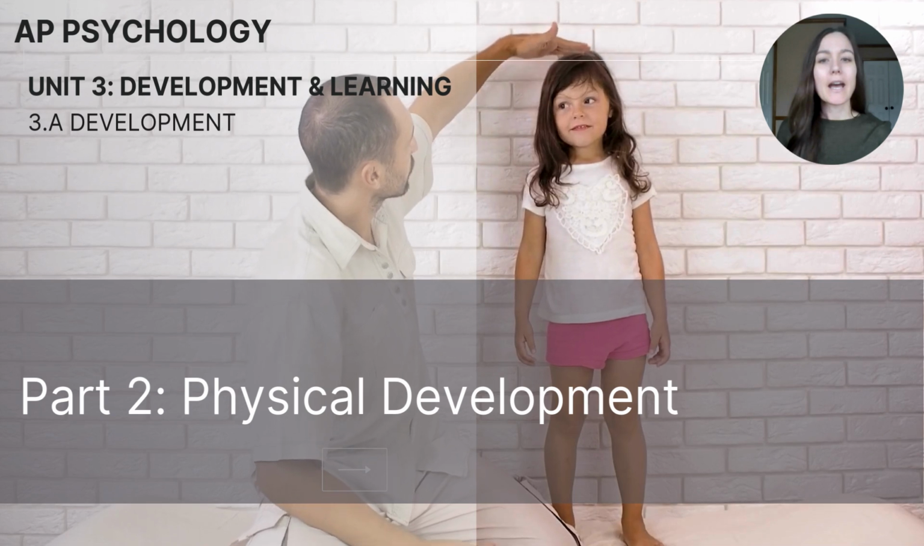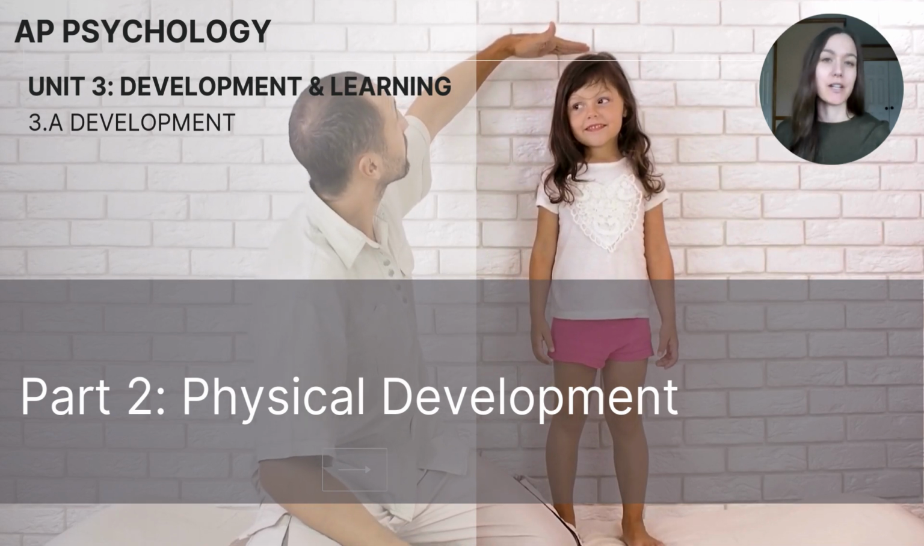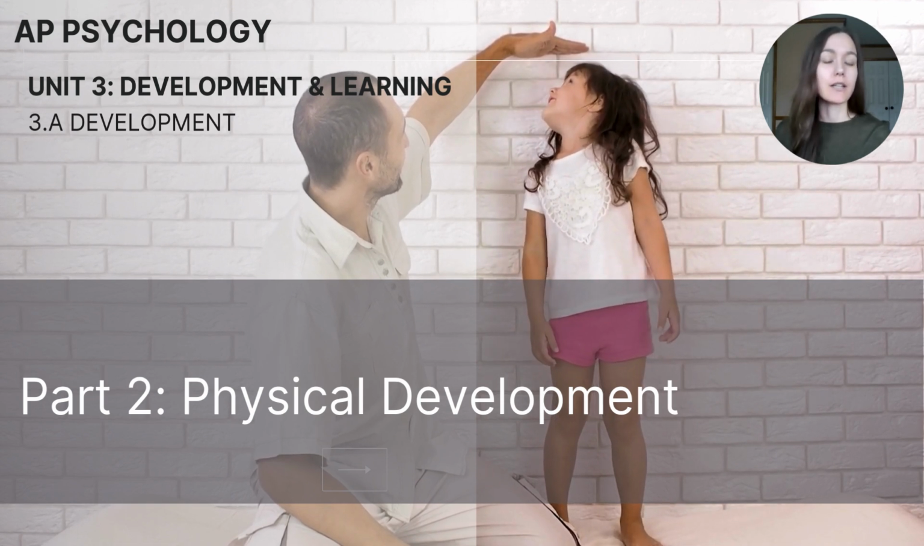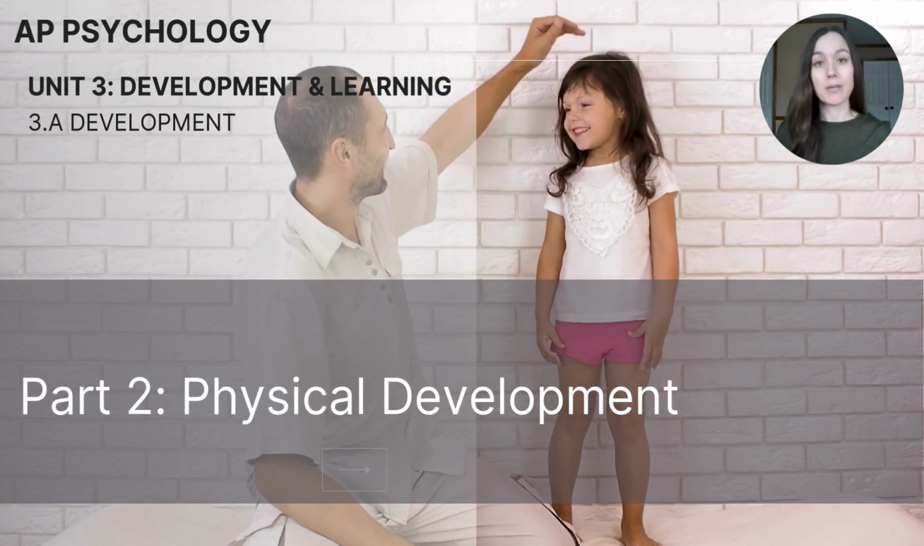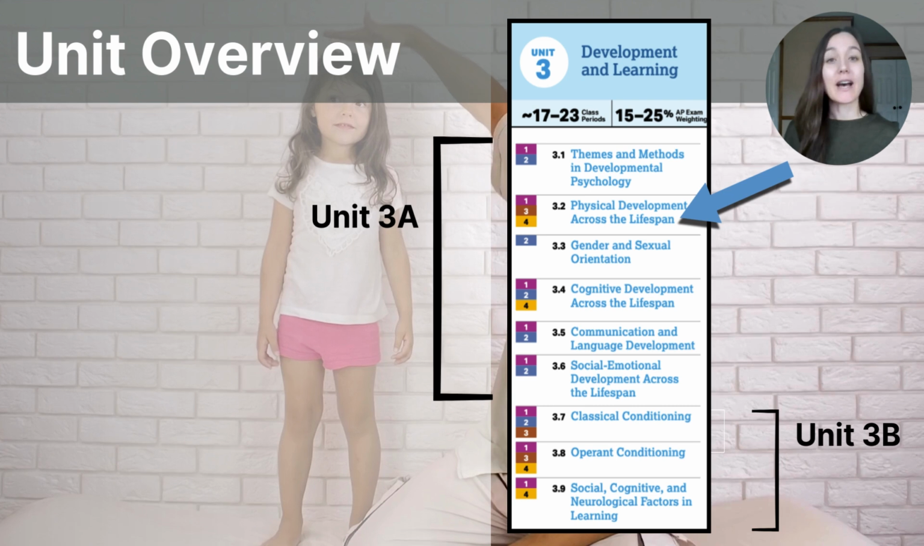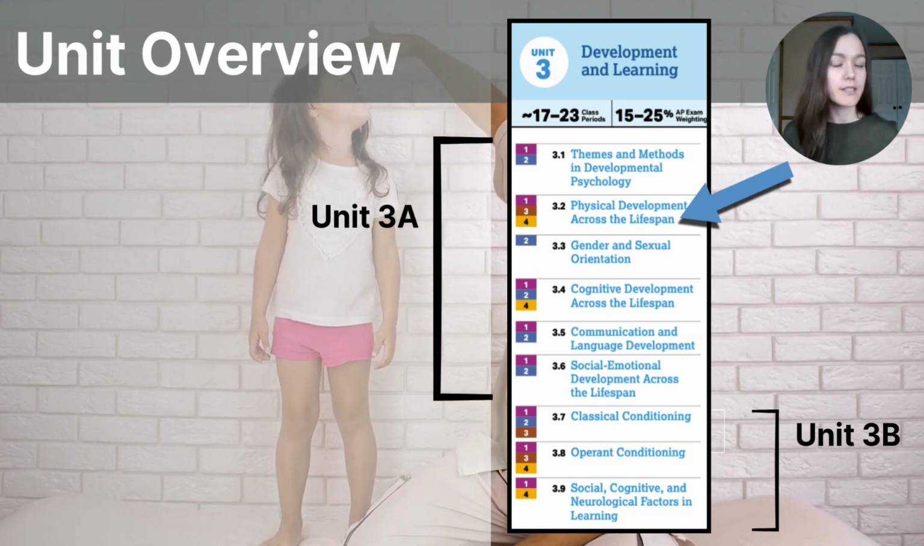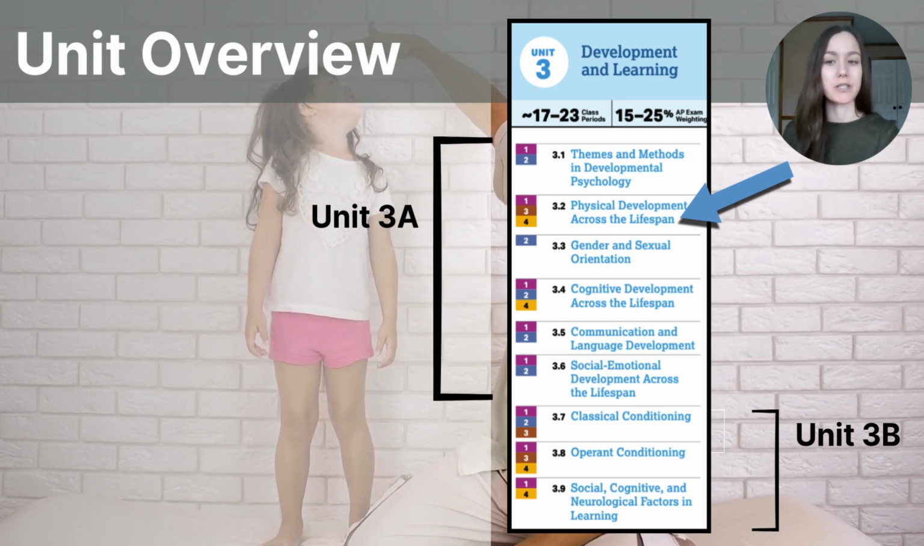Hi everyone, this video is part 2 in the 3A series on development for AP Psychology students. This particular video will focus on the physical development that happens throughout the lifespan. As you know, Unit 3 is divided into two sections, Part A that focuses on development and Part B that will focus on learning.